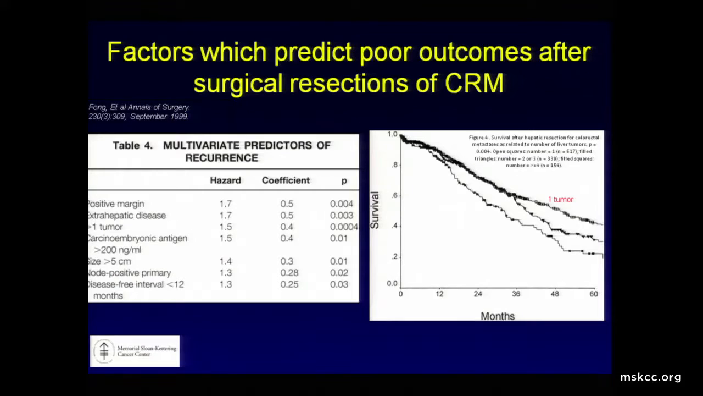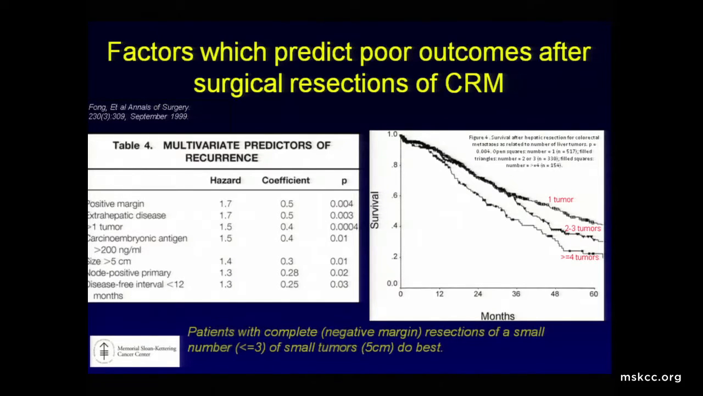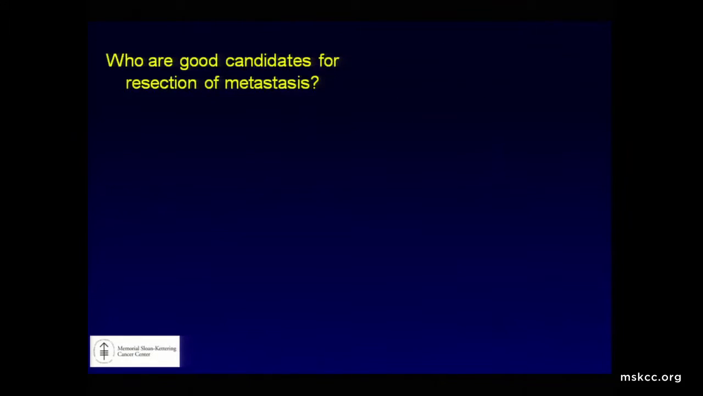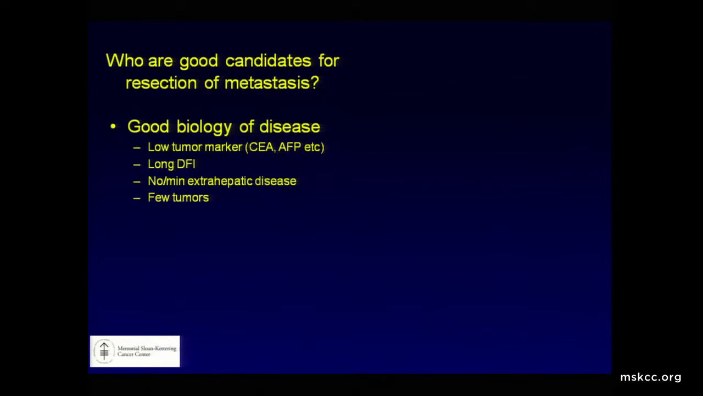And if patients had 1 to 3 tumors, those patients did better than patients who had an attempted resection of 4 or greater tumors. So if you can achieve a complete negative margin of a small number of small tumors, these are the patients who are going to do best. So this is really what we learned from the surgeons. Good biology disease and a good ability to get a good margin will lead to the best metastatectomies.